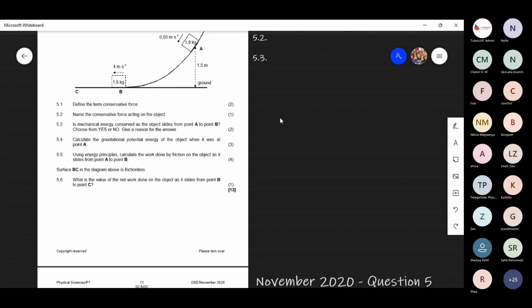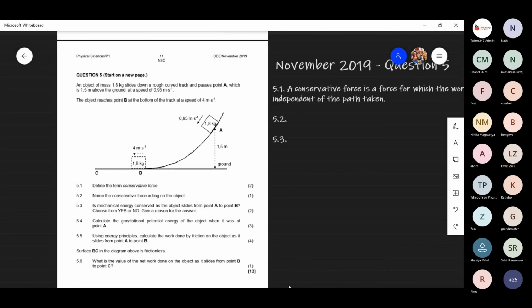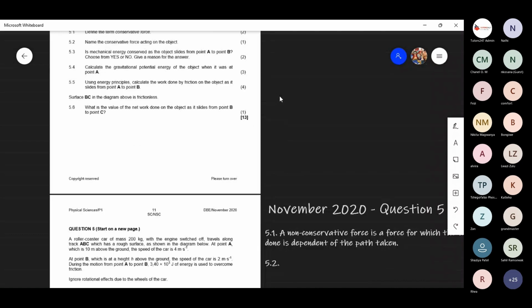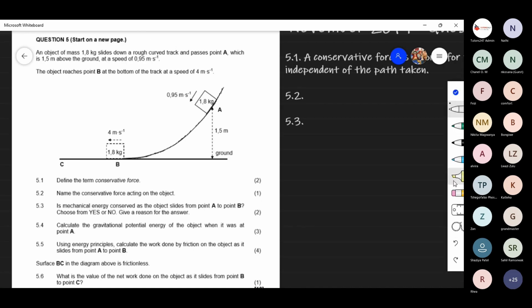So we've got 2019. Let's see if we can just squeeze both of these in before we end. This question paper is from a 2019 exam. We've got an object of mass 1.8 kgs, so that is important, the mass of the object, that slides down a rough curved track.